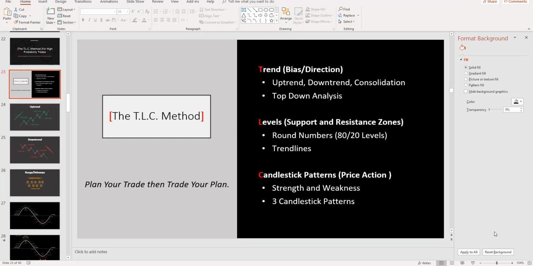Alright, so as mentioned, I am going to give you a quick introduction, so that you can really see how it is that I'm observing the charts and marking out levels, and ultimately looking for trades to be taking throughout the following week. So it really all boils down to these three core components. Okay, the TLC method essentially stands for trends, levels, and candlestick patterns.